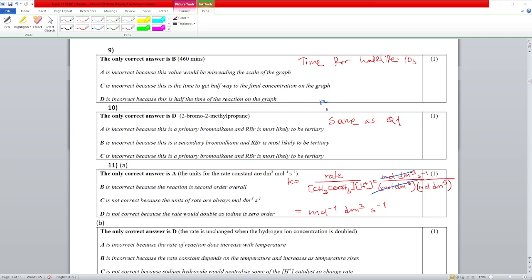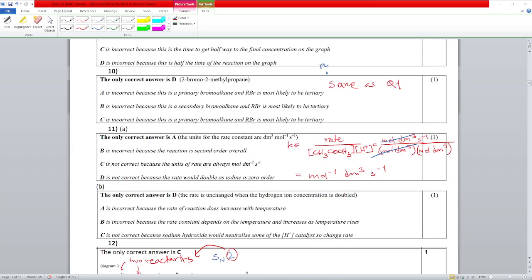Number 10, this is the same as question 1. So again, this is 2-bromo-2-methylpropane. It's exactly the same compound. It is a tertiary halogenoalkane, meaning that the bromine is connected to a carbon that has 3 other carbons attached to it. And as a result, it has a rate with just the halogenoalkane. And that's why whenever you see the rate is K times the halogenoalkane and nothing else, you know that that's a tertiary halogenoalkane. It's SN1, that thing again.